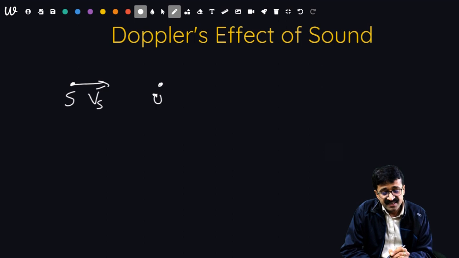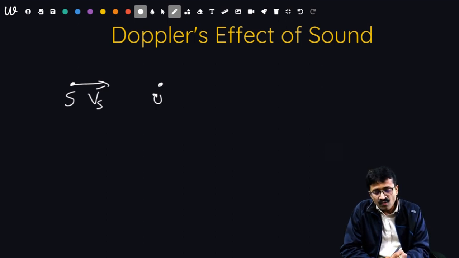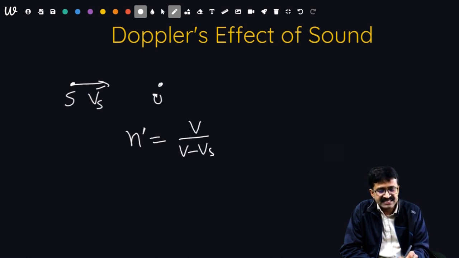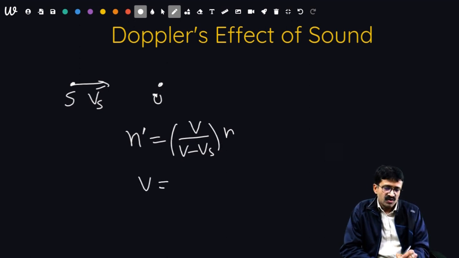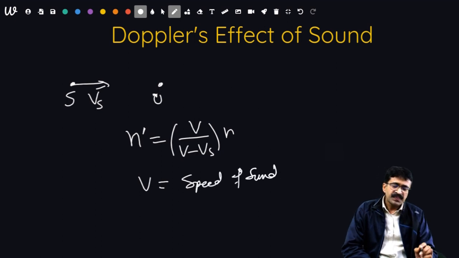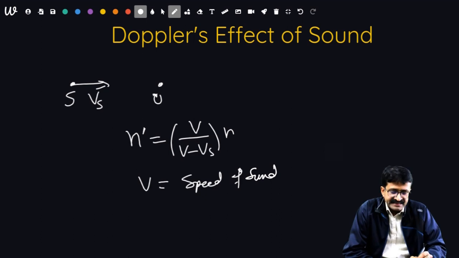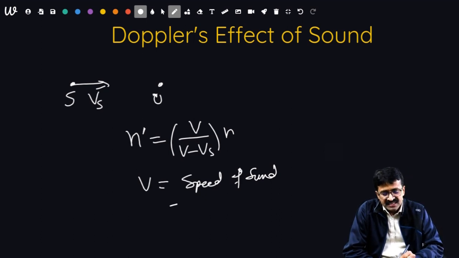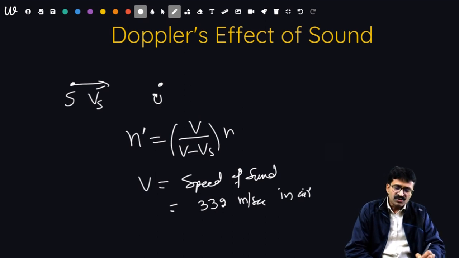In this case, the apparent frequency will be N dash is equal to V upon V minus Vs, into N. Here V stands for the speed of sound. That is a well-known factor: the speed of sound is 332 meters per second in air, which is supposed to be constant.